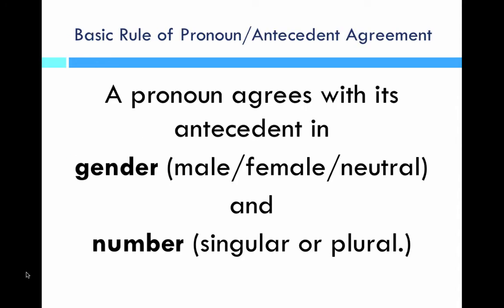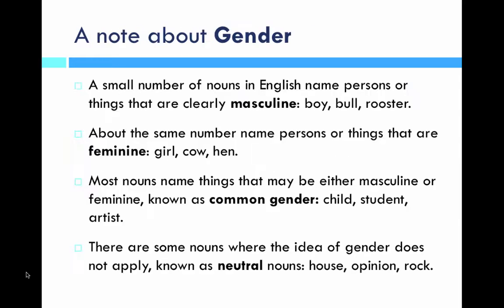So here is the basic rule for pronoun antecedent agreement. A pronoun agrees with its antecedent in gender and in number. So make sure you write this down because this is super important. But we're going to go over what gender and number mean, just so we understand.